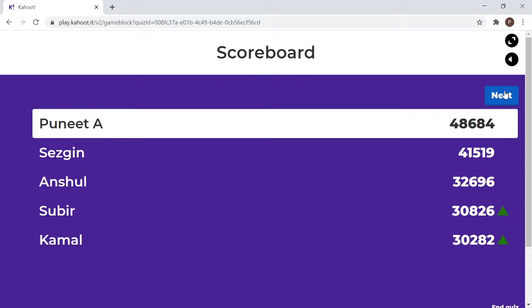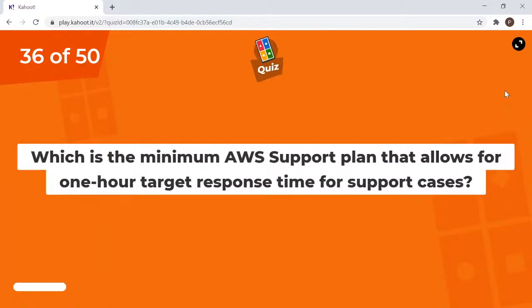Subir and Kamal are back in the top five. Seems like there is a bit of a tussle going on for the fourth and fifth position, but the top three seem to be pretty stable. So we'll see how it goes in the last 15 questions.